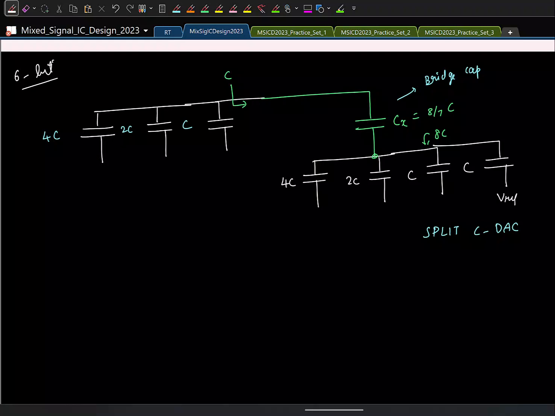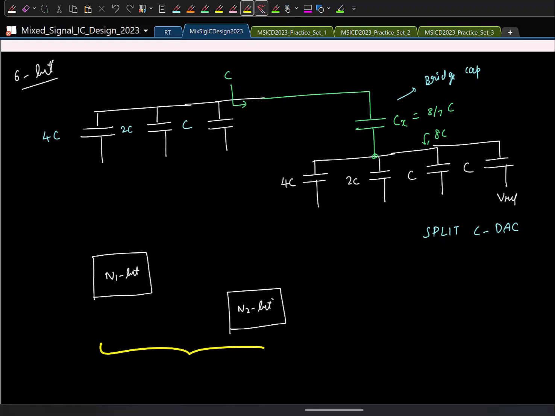So now we can generalize it. Let us say I have an N1 bit DAC here and an N2 bit DAC. In principle, I should be able to connect these two and realize an N1 plus N2 bit DAC to be used in a SAR, and I'll have to put a bridge capacitor here.